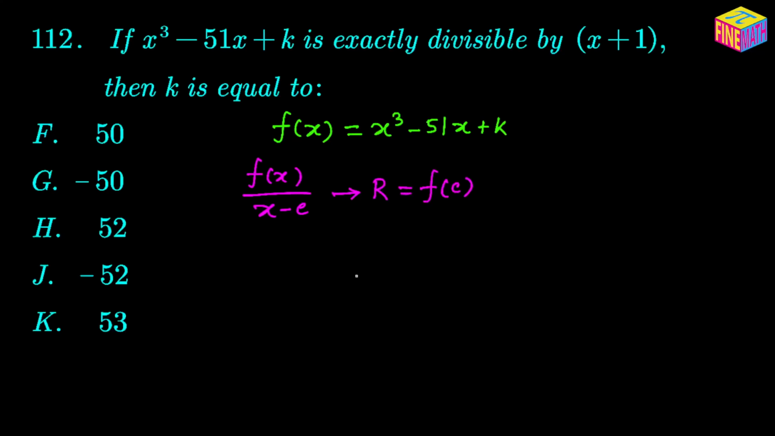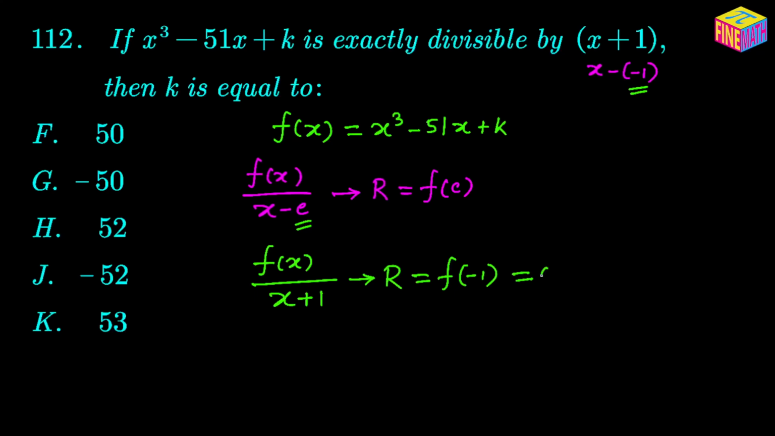So in this case, when we divide our function by x plus 1, what would be the remainder? Well, x plus 1 can be written as x minus negative 1. Think of it like that. So in our case, the c that you see in the actual theorem is actually negative 1. So when our function is divided by x plus 1, this is going to give us a remainder of f of negative 1. And by the way, this is going to be equal to 0.